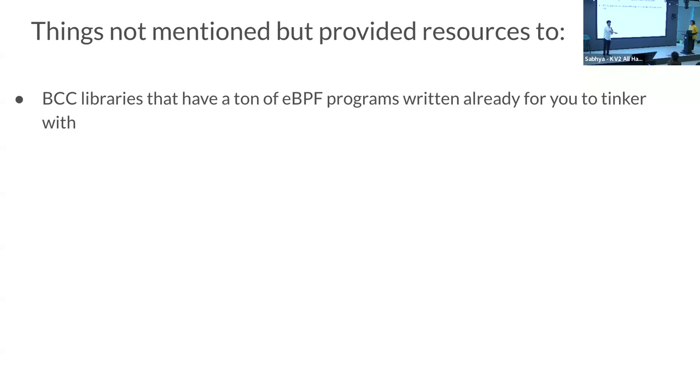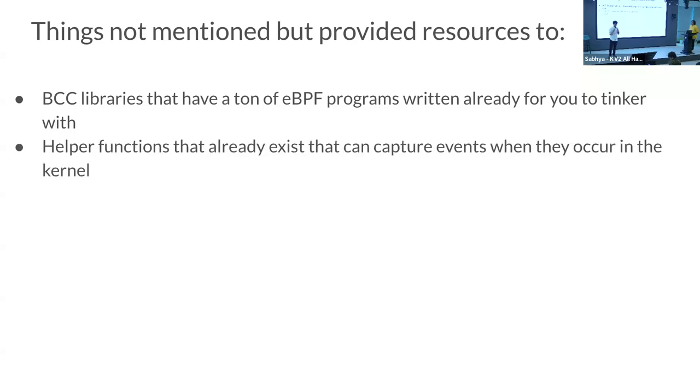The BCC toolkit is a great place to start. They already have sample programs written, and you can just load them into your kernel using user space programs and then have fun with that. The libraries also have a bunch of helper functions that already exist, so you don't need to write these helper functions yourself to capture events that trigger the eBPF program. They already exist for most cases, and they are something that we've used in our demo as well.